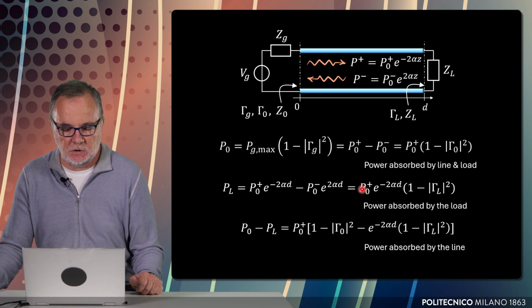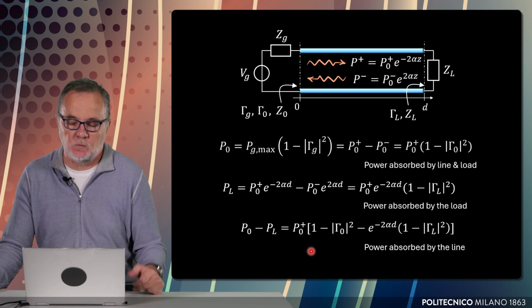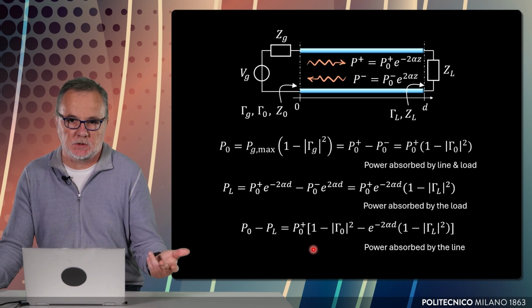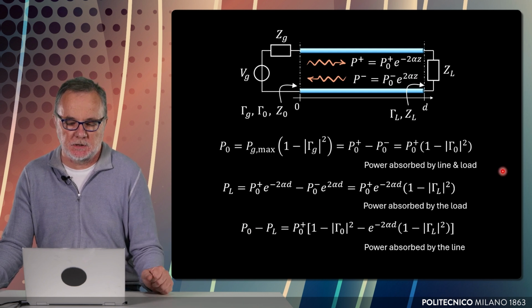So in order to compute this, we had, as you see, to compute the power associated to the progressive wave. The difference between the two, the total power absorbed at z equals 0 minus the power absorbed by the load, is the power absorbed in the line. When there are losses, this power is non-zero. If the line is lossless, this power is 0. And the final expression is shown here.